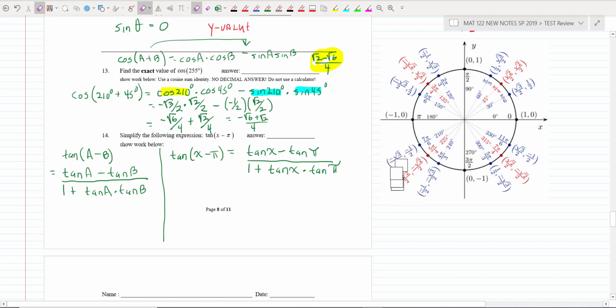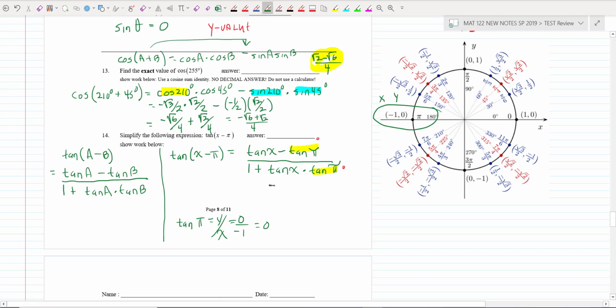All right, so what we need to do now is figure out, well, what is the tangent of pi? Well, the tangent by definition is y over x. So if you go to pi, y is going to be 0, x is going to be negative 1, so you would have 0 over negative 1, which is equal to 0. So everywhere you see tangent of pi, you're just going to replace that with 0.